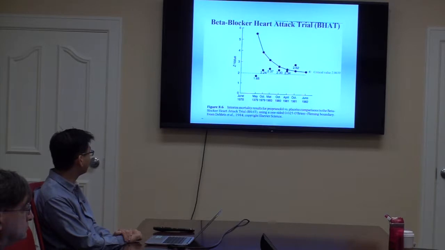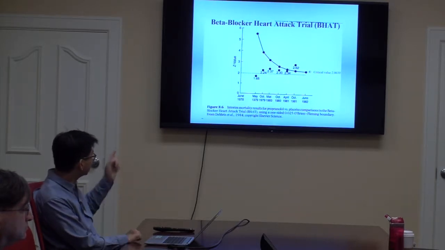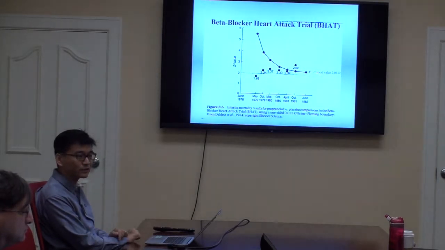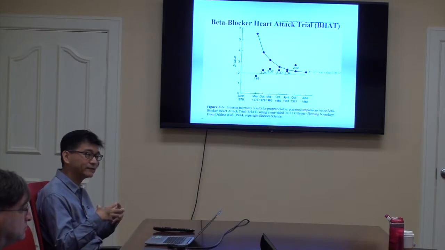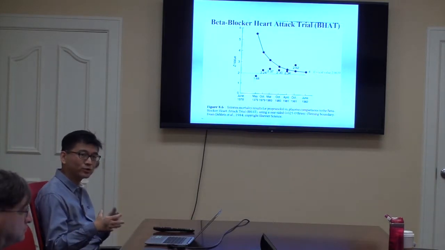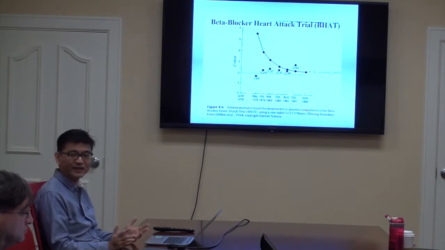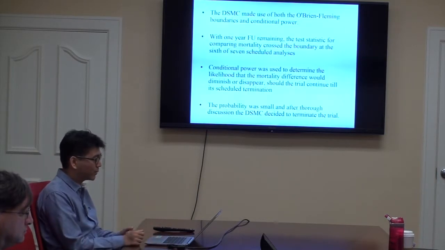Again, there are 7 planned analyses, and the decision was deliberated at the time when all patients had been enrolled and treated. So basically, all that remains is follow-up. One of the practical considerations here is that everyone is getting the drug, and you do want to stop at this point. So this is a practical consideration.